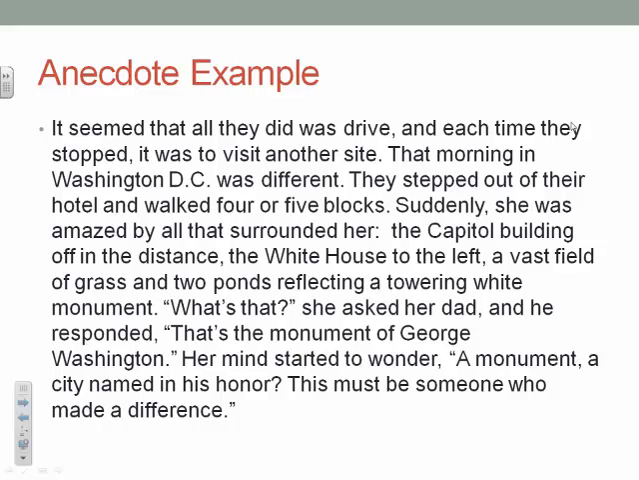"What's that?" she asked her dad, and he responded, "That's the monument of George Washington." Her mind started to wonder. A monument? A city named in his honor? This must be someone who made a difference. So this would be like the longest that you would want your anecdote to last, because you definitely don't want your introduction to extend past the 3/4 page mark on the first page of your essay.